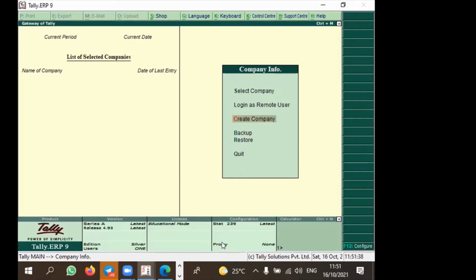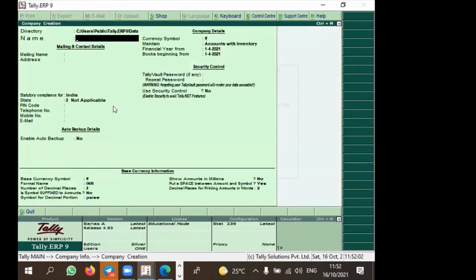Let me be sharing. I don't want to miss any step here. You go to create company, you enter. Create company. There we are. Then we go with backspace, isn't it? Yes. You see there they are saying directory.